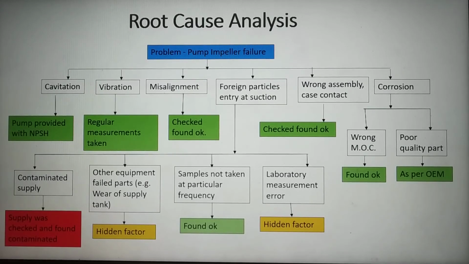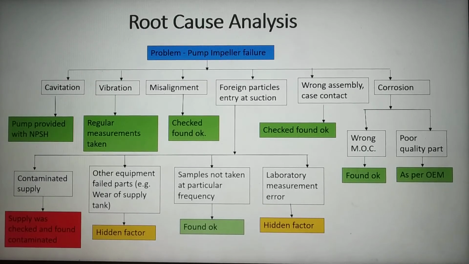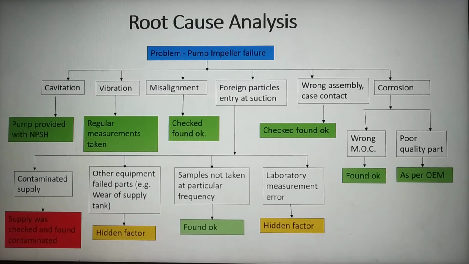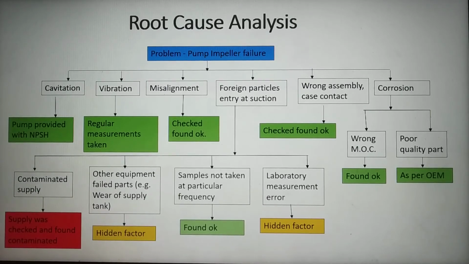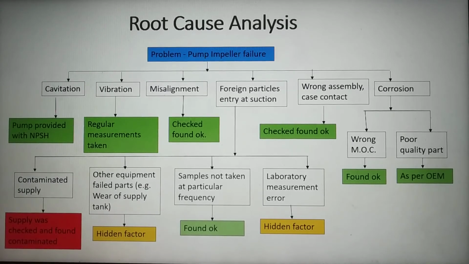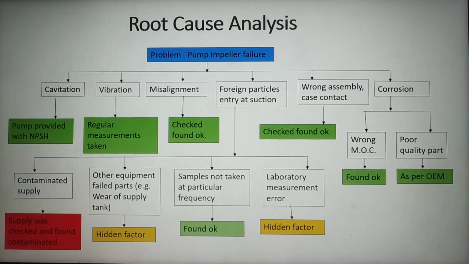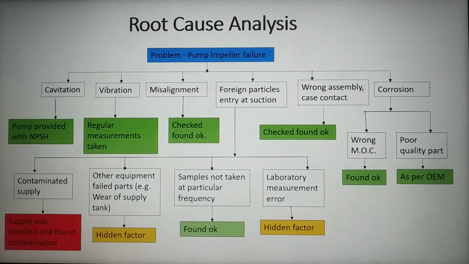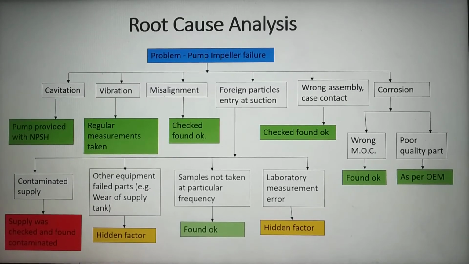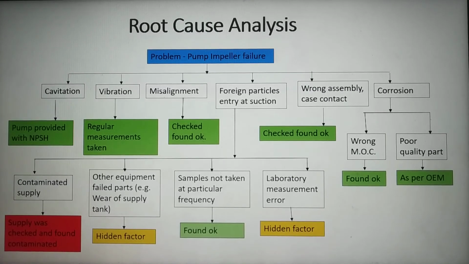Now the last reason is corrosion. Why can corrosion happen? First is due to the wrong MOC, that is material of construction, and second due to poor quality parts. Both of these reasons are checked and they are found okay. So these are not the causes. So the cause we found out of this root cause analysis is that the pump impeller failed because the liquid supply was contaminated, which is marked in this red box.